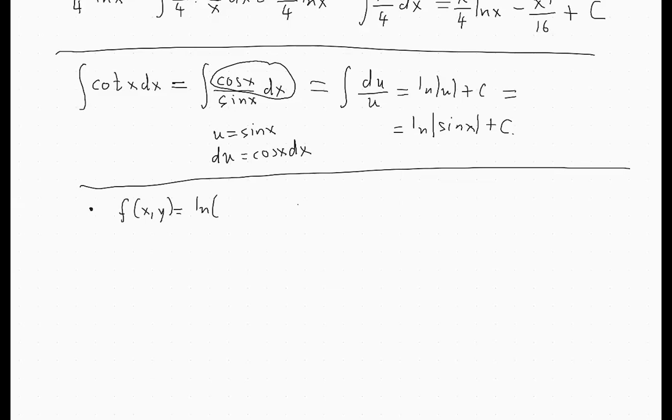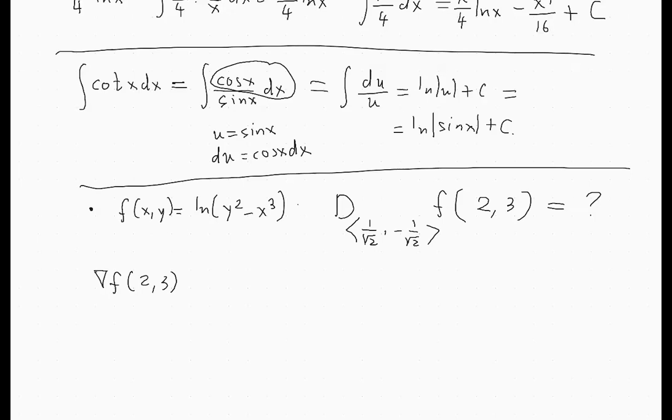And we want to find the directional derivative in the direction of the vector 1 over square root of 2, negative 1 over square root of 2, of the function f at the point 2, 3. Okay, so in particular, this directional derivative is equal to what? It's equal to the gradient of f at 2, 3 dot with the given vector. That's what we need to compute, okay? Well, obviously the only thing that we really need to compute here is the gradient.